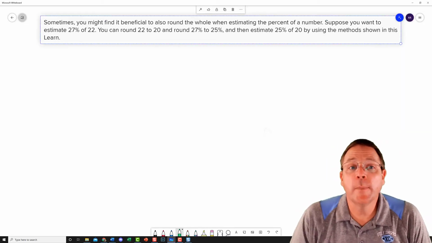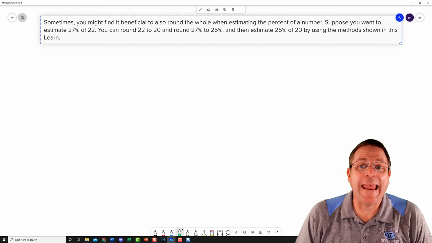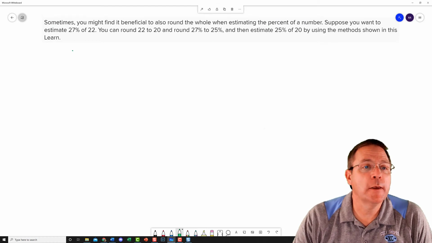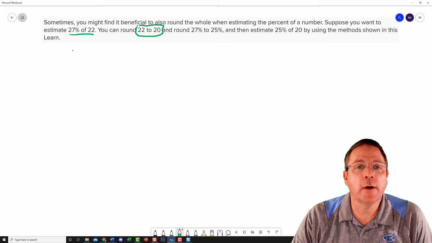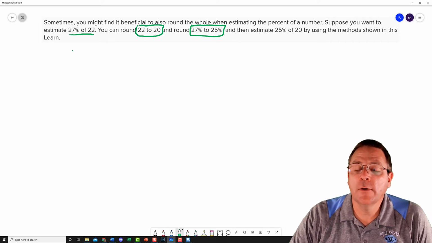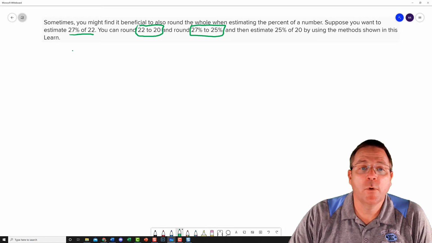Now, sometimes you might also find it beneficial to round both the whole number and the percent. So, say for example, if you wanted to estimate 27% of 22, well, they took that 22 and rounded it down to 20, and they took the 27 and rounded it down to 25. So now they're looking for 25% of 20. And there's several different ways you can do it.